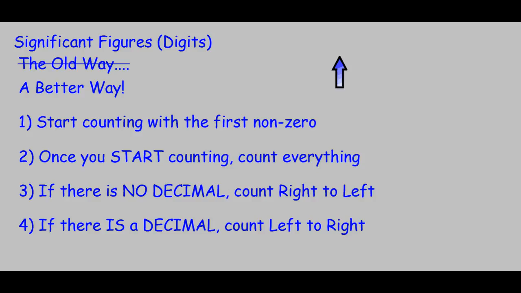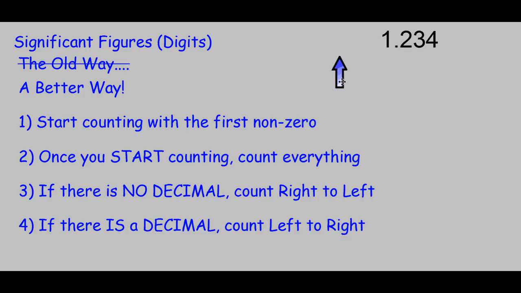First of all, we're going to follow a few simple rules. When we start counting, we will start counting with the first non-zero digit. We will never start counting with a zero. The second thing is once we start counting, we will count everything, regardless if it's a zero or not. And then the direction we count is set up this way. If there's no decimal point, then we're going to count from the right to the left. If there is a decimal point, we're going to count from the left to the right. So here we go. Let's try this.